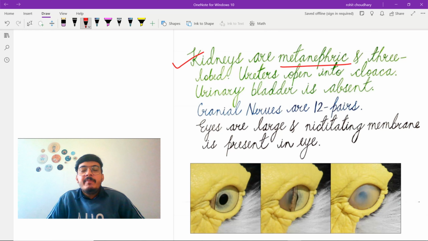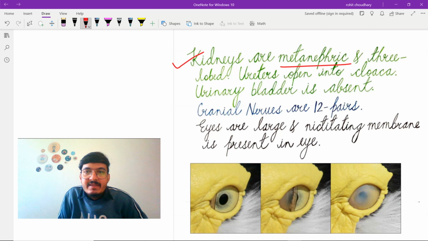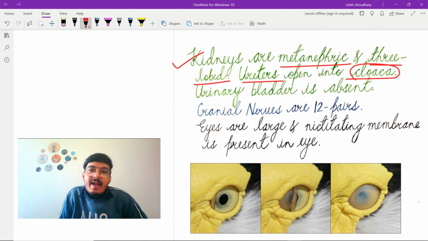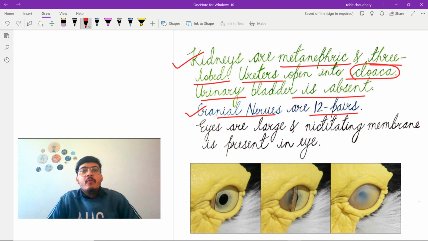Metanephric kidneys are the permanent kidneys found in reptiles, birds, and mammals, including humans. These kidneys are three-lobed in birds. Ureters open into the cloaca, which opens to the outside through the vent or anus. Urinary bladder is absent in birds. The next feature is that cranial nerves are 12 pairs. In higher vertebrates such as reptiles, birds, and mammals, 12 pairs of cranial nerves are present.